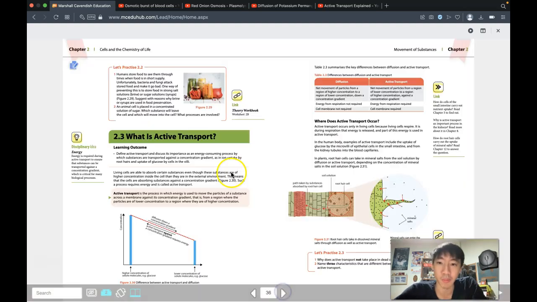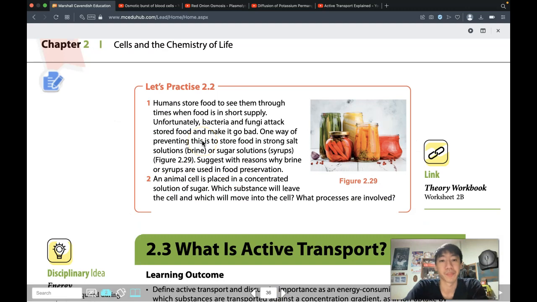Now let's look at some real life examples of how we can use osmosis to store food. Humans have been storing food since a long time ago, especially before the invention of refrigeration. So why do we need to store food? Because if we keep food outside, bacteria and even fungi will attack food and make it go bad. Things like your fruits and vegetables will turn bad after a few days or even a few weeks. So there are two ways that you can store your food and keep it for longer.